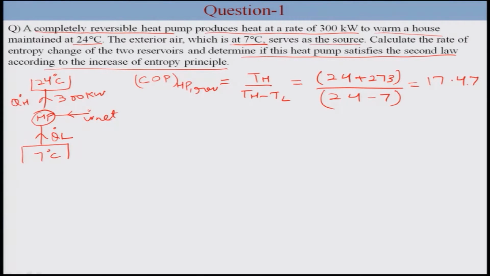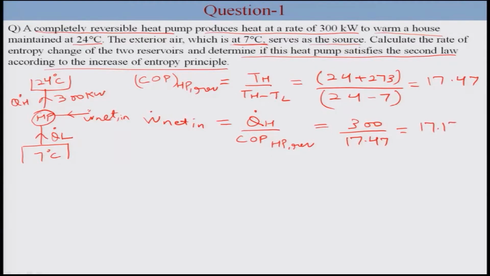Now, the power required to drive this heat pump is W net, and this is equal to QH dot divided by COP of this reversible heat pump, and this is equal to 300 divided by COP, which is 17.47, comes out to be 17.17 kilowatt.